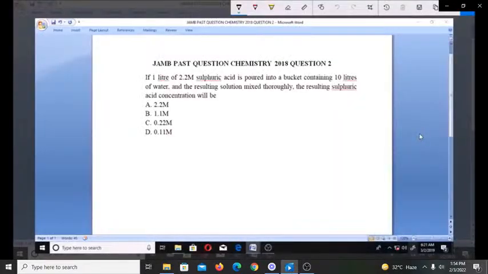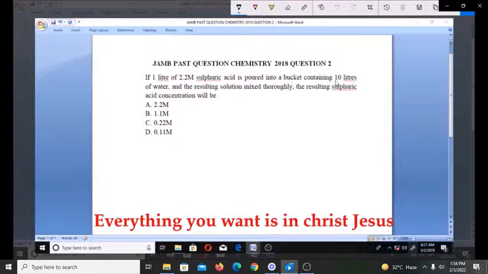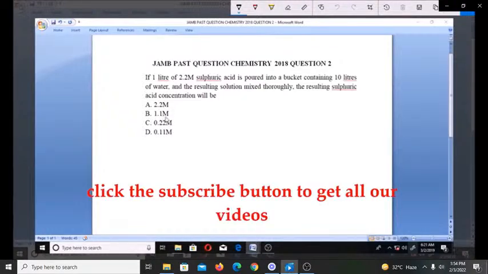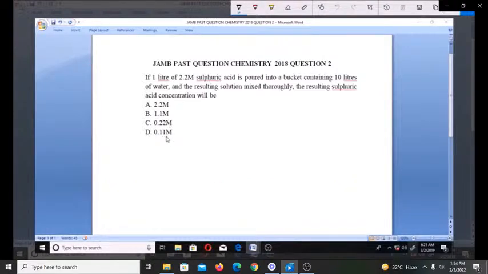Hello, welcome. Let's look at this JAMB past question for Chemistry 2018, question number 2. If 1 liter of 2.2 molar sulfuric acid is poured into a bucket containing 10 liters of water and the resulting solution mixed thoroughly, the resulting sulfuric acid concentration will be: A. 2.2 M, B. 1.1 M, C. 0.22 M, D. 0.11 M.